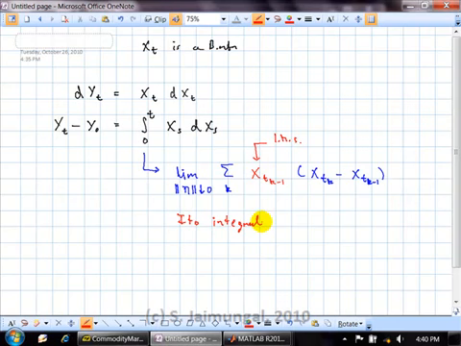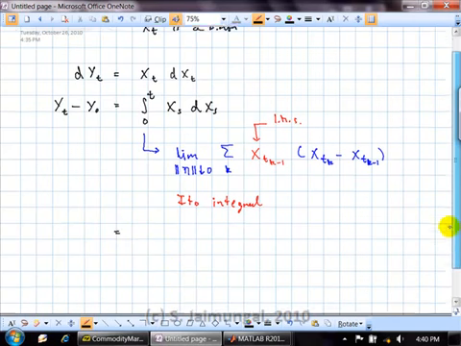And what do you suspect the answer to be? Like if you're, suppose x was differentiable. What is the answer?